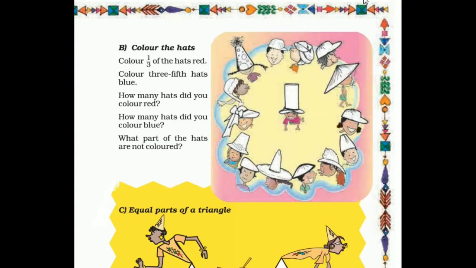Let's move on to the next page, number 53. Here, color the heads. Look at this picture. Many heads are there. Let's count first. 1, 2, 3, 4, 5, 6, 7, 8, 9, 10, 11, 12, 13, 14 and 15. Total 15 heads are there.